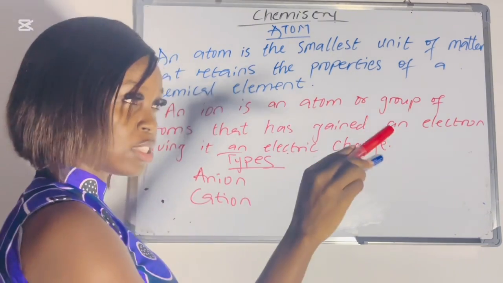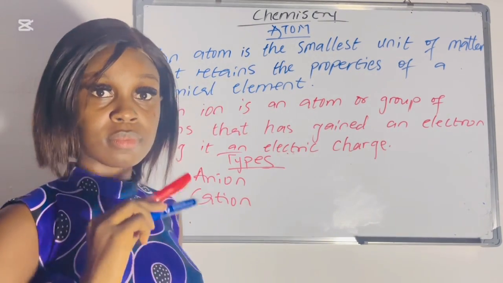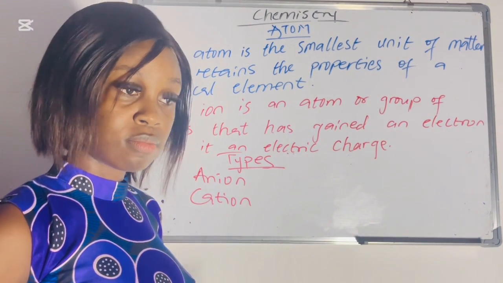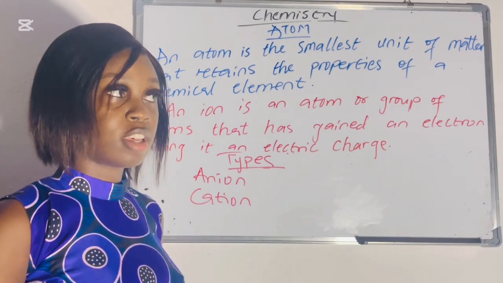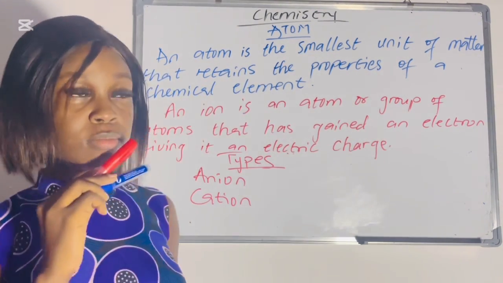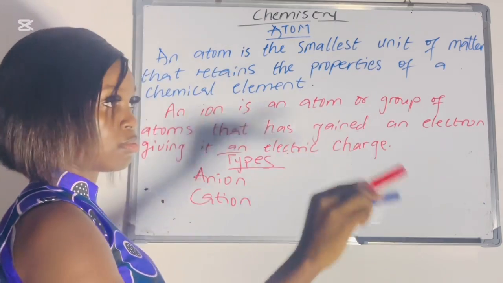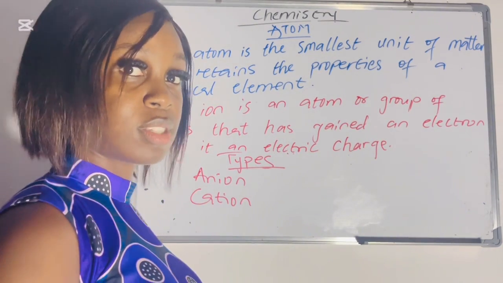Just like saying this man is an Enugu man. You look at the charge, you understand? And if he's stingy, you say this is an Enugu man. If the man is generous, you say this is an Anambra man. You know, something like that.